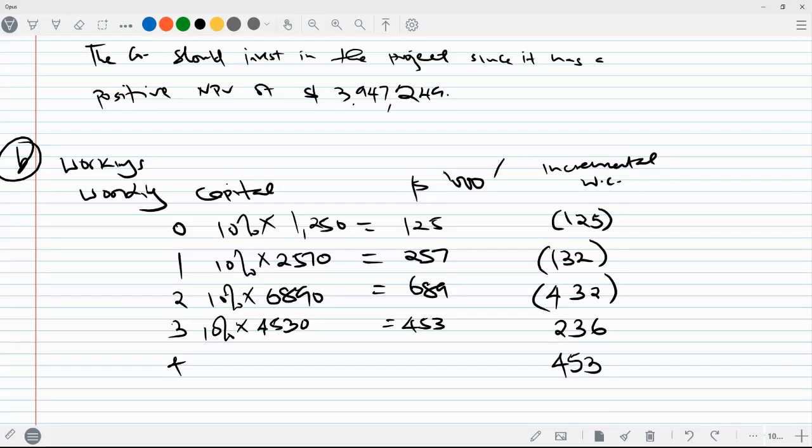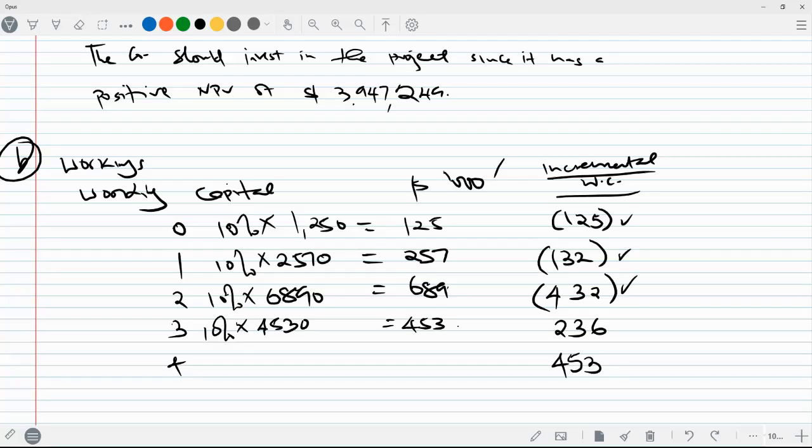But in case you know the cost of increment in working capital, then it becomes a bit easy. Could you please explain why the negative becomes positive? I don't get that. Don't forget here, you are investing. In year 0, you need to buy stock, isn't it? Since you are buying, it is a cash outflow. So therefore, this is a negative.